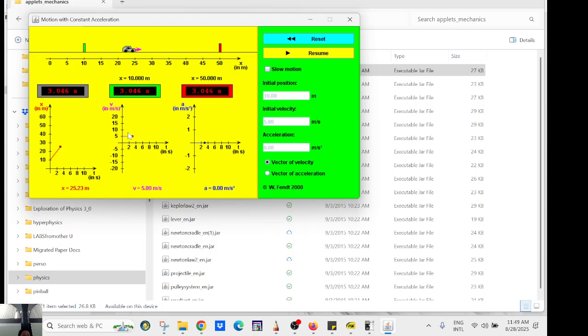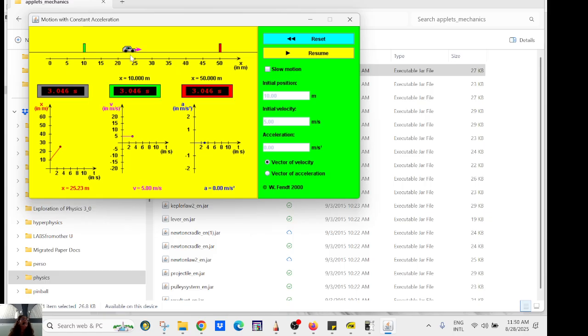Now, if you look at these graphs here, just as an introduction, this is called graphical analysis. And here you have acceleration versus time. What is the acceleration? 0. It's moving at a constant speed. So every second it's going over 5 meters. What about the speed? Is it constant or does it change with time? It's constant.